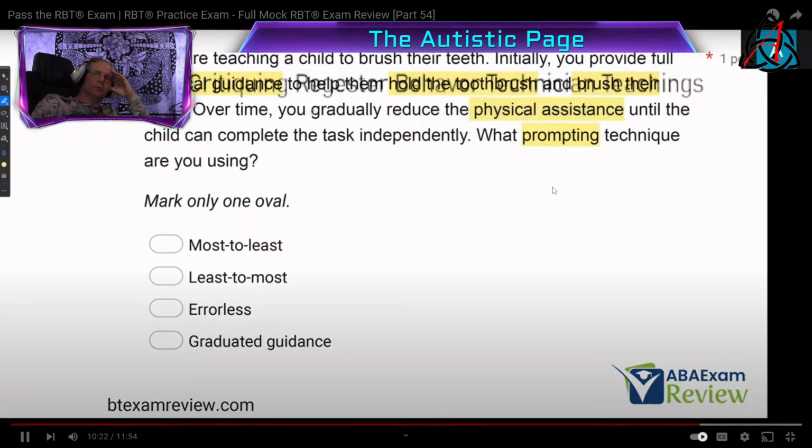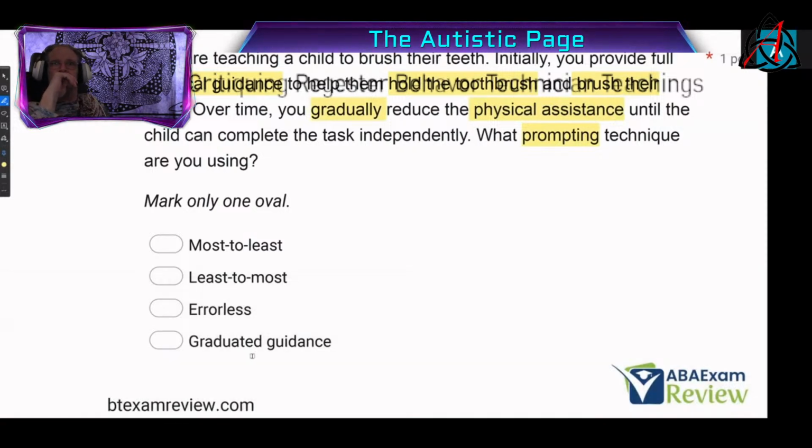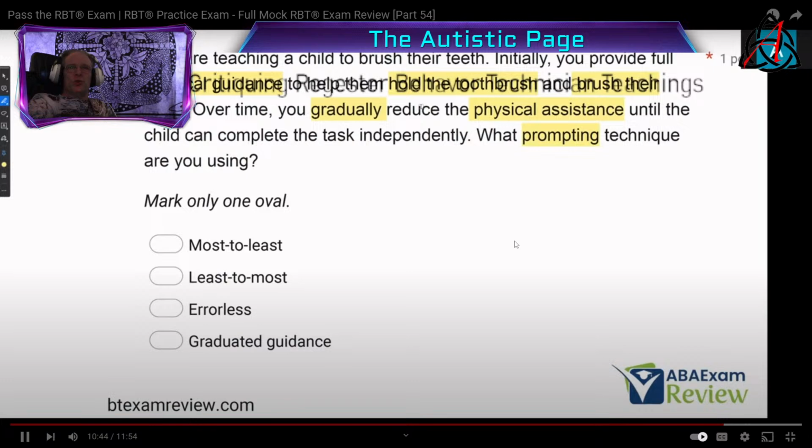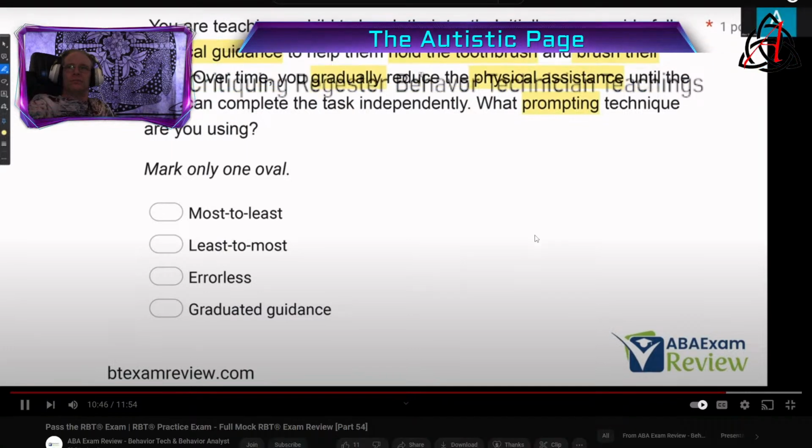Now be very careful here, okay? This says gradually reduce, and you have this option of graduated guidance. Graduated guidance is much quicker than this. Graduated guidance says you're only using as much physical prompting as necessary and then immediately fading it out. In this example, you're starting with full physical and gradually fading out the prompting until it's no longer needed.